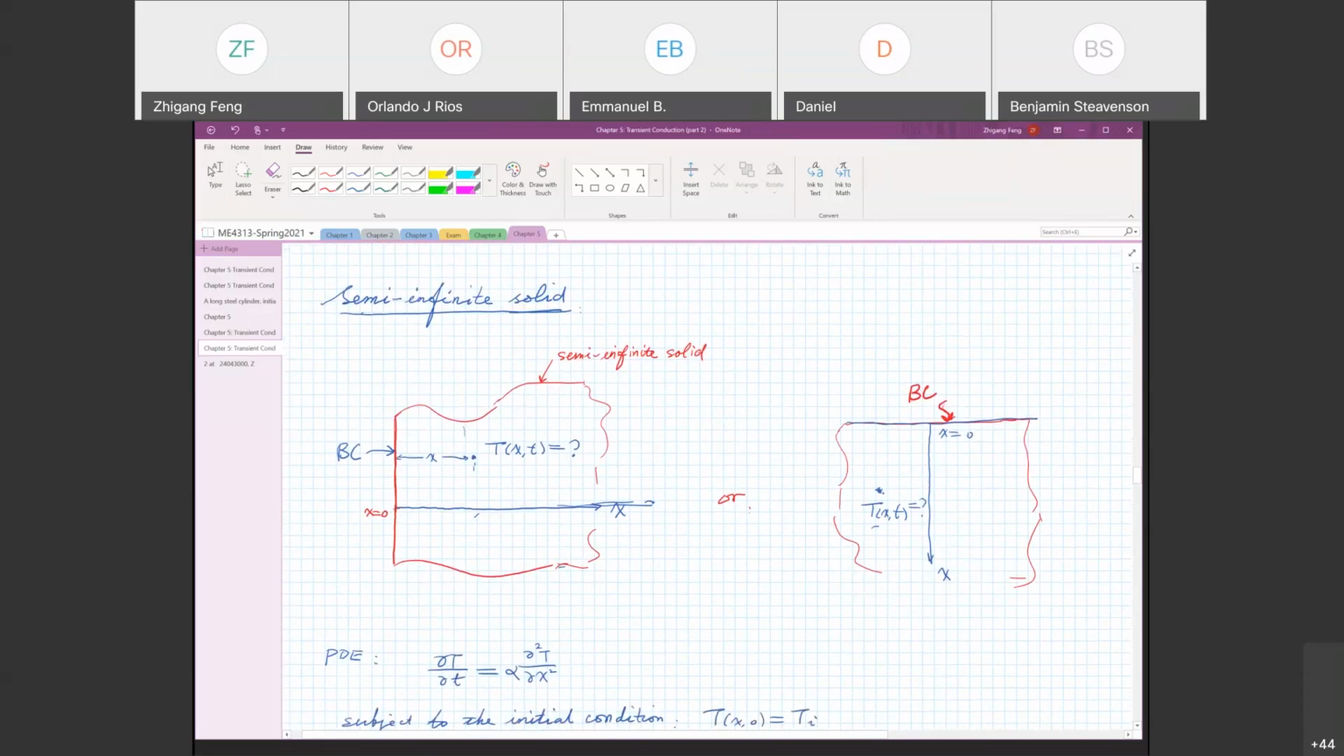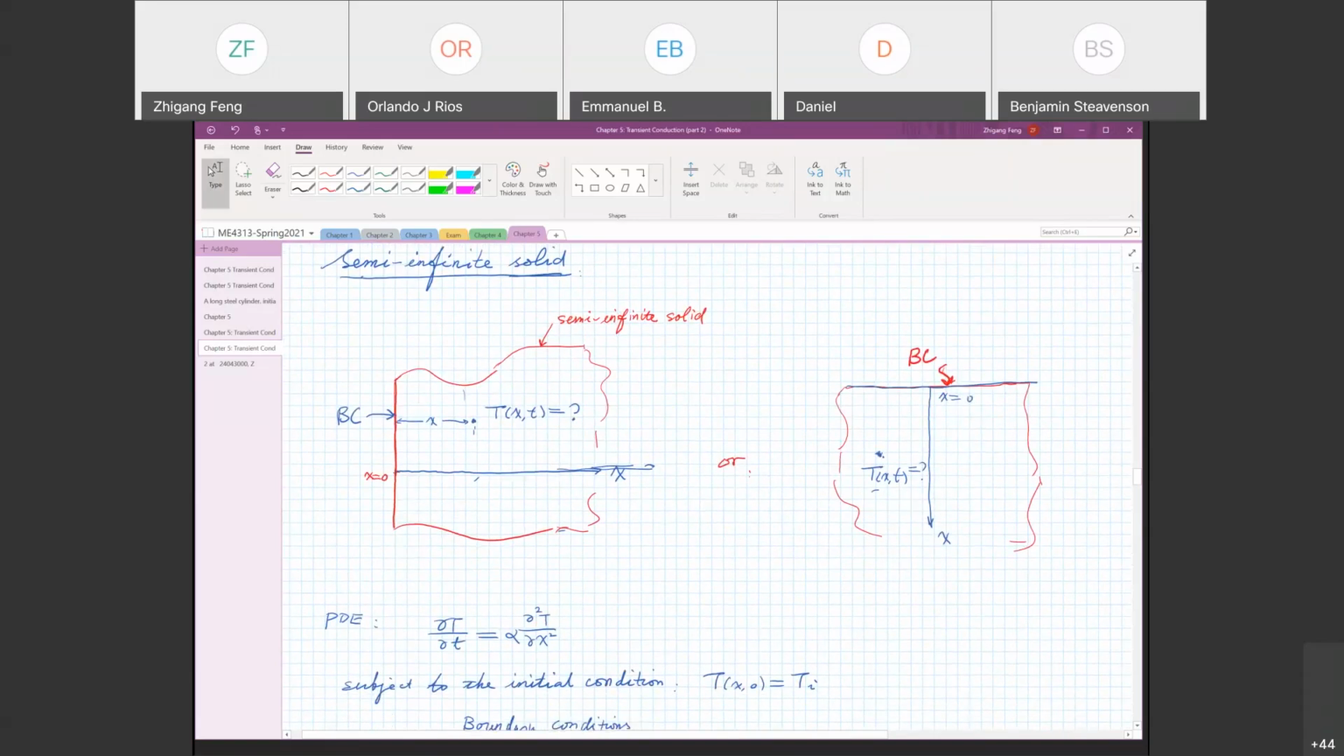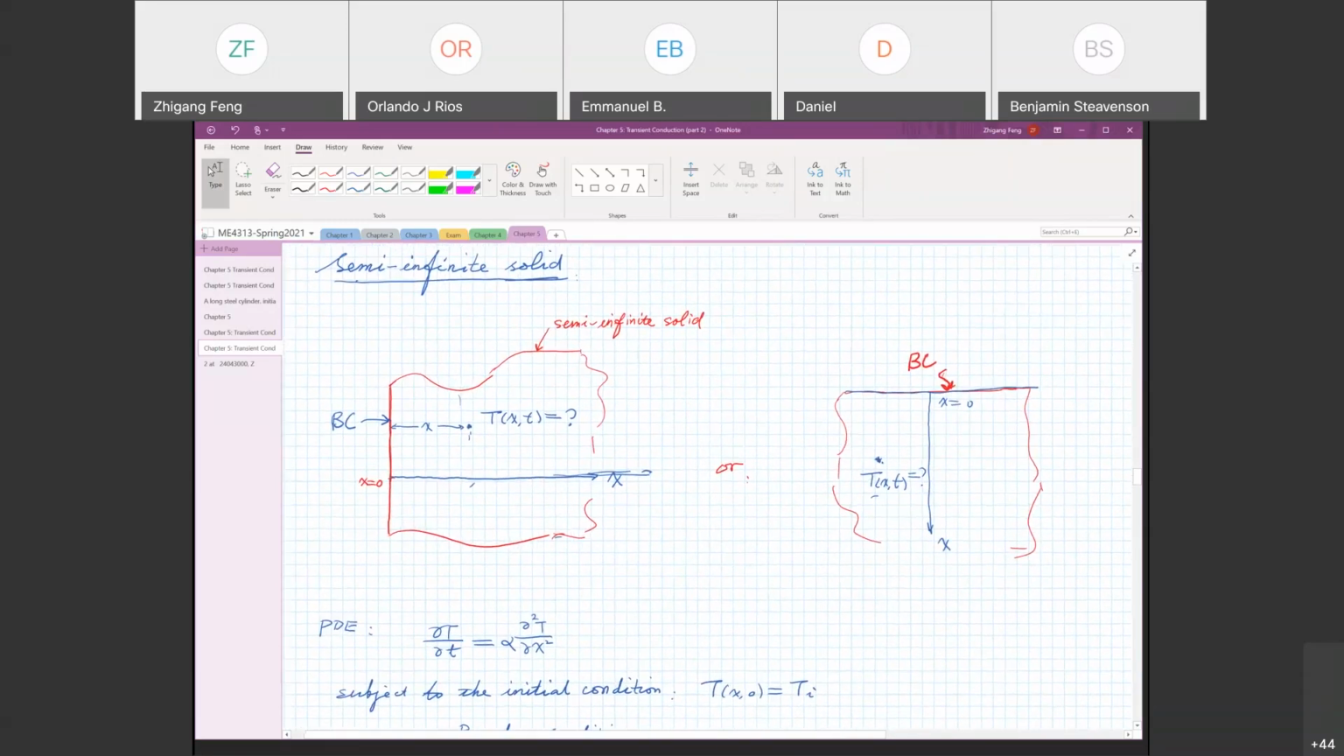Now, the solution for a semi-infinite solid is much simpler, so it won't take us too much time. Here is the configuration or setup of the problem. Suppose we have a very large solid. The left side can have different boundary conditions applied to it, and we assume the x coordinate starts at the left side, so x equal to 0 corresponds to the surface at the left side. The initial temperature of the solid is T sub i, which is given, and then we apply a certain boundary condition.